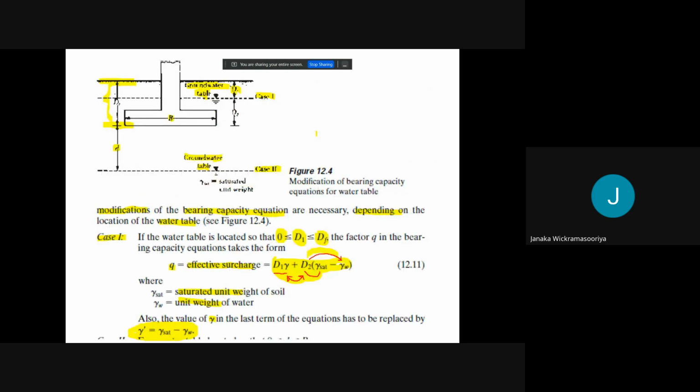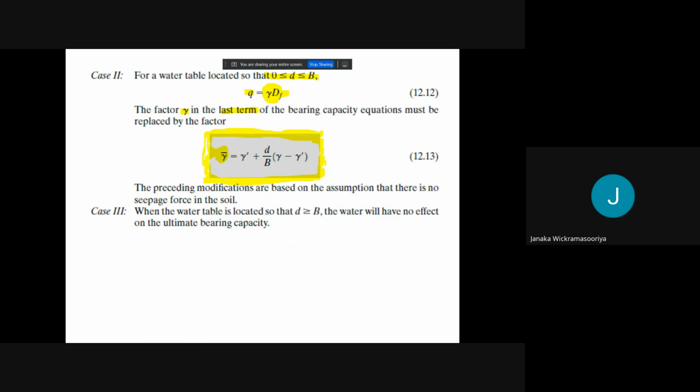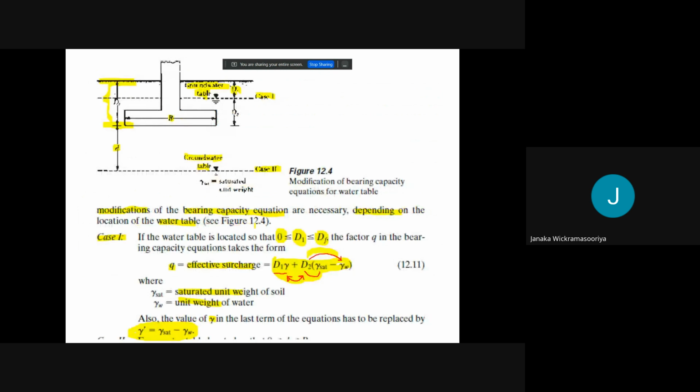If you have anything to note down, please note it down. There are 3 cases: case 1, case 2, case 3. Case 3 is what we have discussed. The water will have no effect on the ultimate bearing capacity. If you have anything to note down, please note it down.